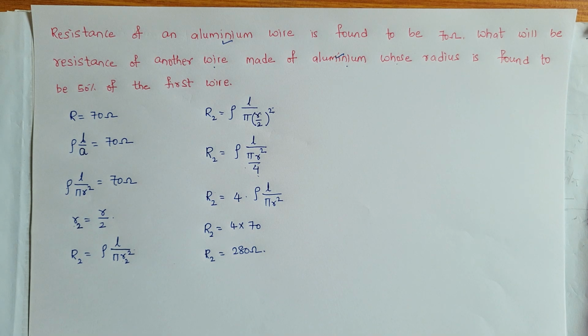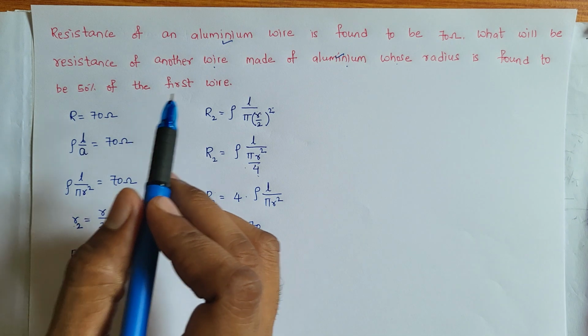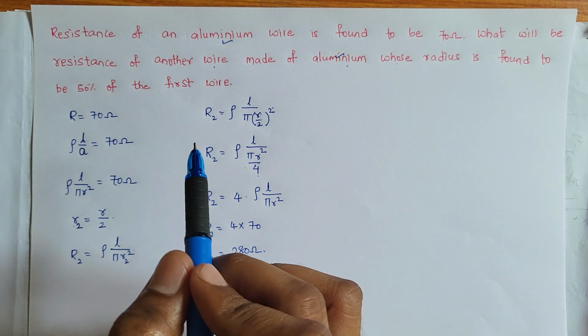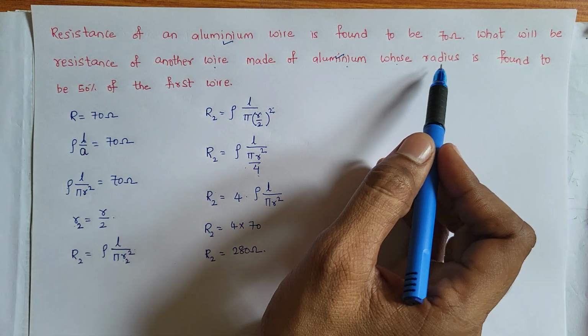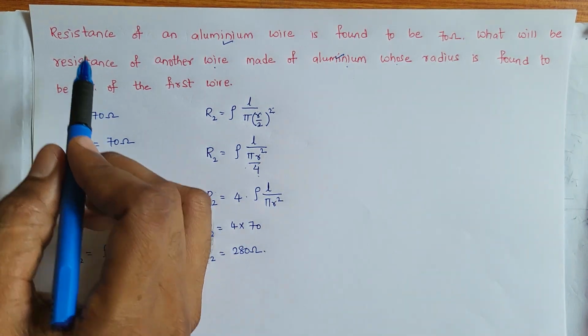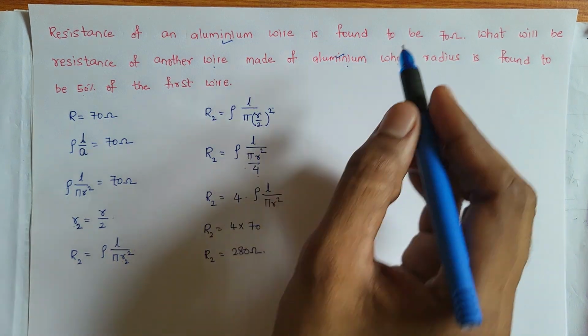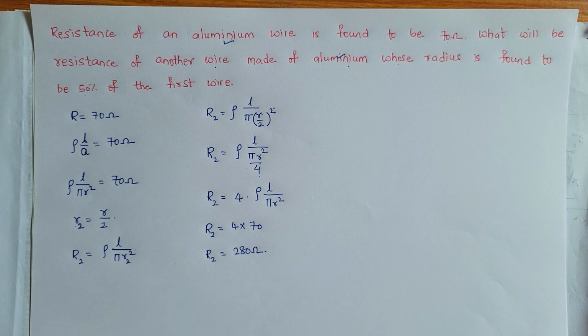Understood or not? So this is another way of asking a question on resistance. Let us solve a next model question. So you should understand that when radius is decreased to 50%, resistance got increased by 4 times. Correct? See, 70 to 280. So resistance got increased by 4 times.